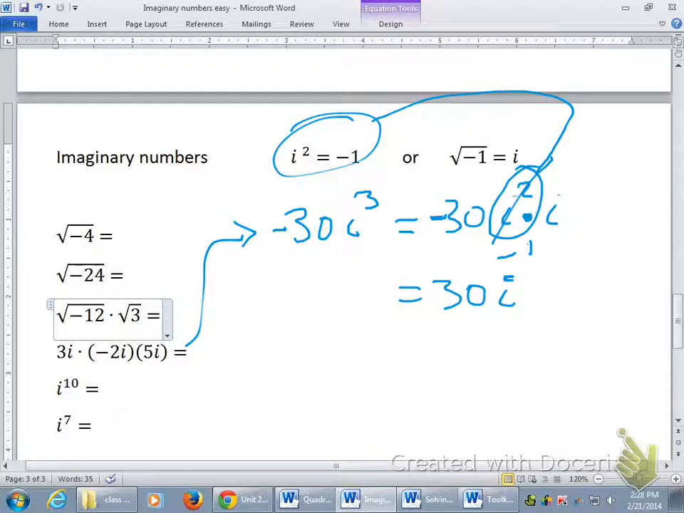I want my answers to just have a single i in it or nothing. If I have no i's, that's even better, isn't it? Except if there's no i's, then it's real. Okay? But if I have to talk about imaginary numbers, I'd rather it be with a single i. Now, like I said, there's way more rules to all of this. There's way more tricks and stuff like that. We're just really touching the top. Okay? Yes?